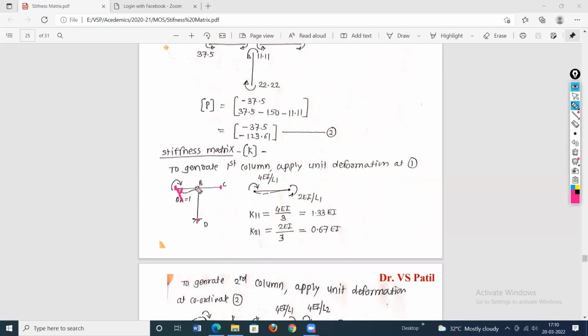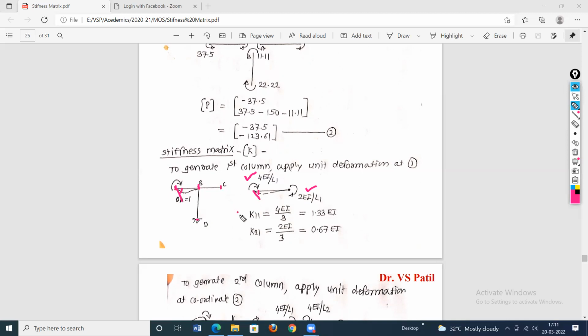Since we have provided fixity here, only the span AB will deform, and this deformation will create end moments. These are the end moments shown separately, free body diagram. Here this slope is equal to 1. How much moment is required to apply? 4EI by L1. L1 is this, L2 is this, and L3 is the length of the column. So 4EI by L1, and at the far end it will be half, 2EI by L1.